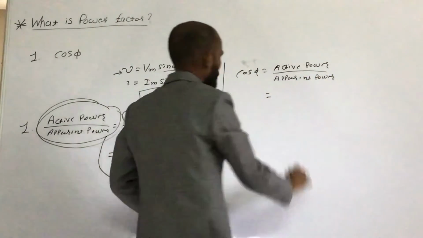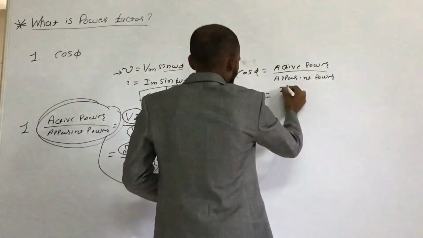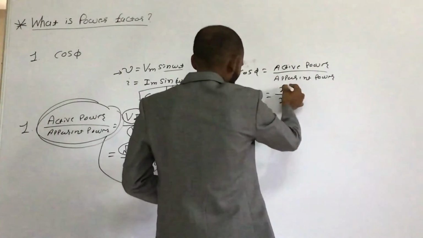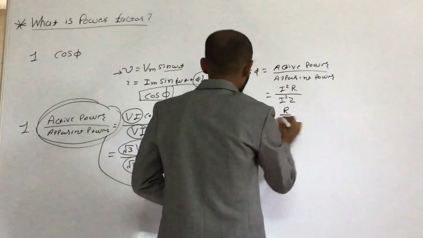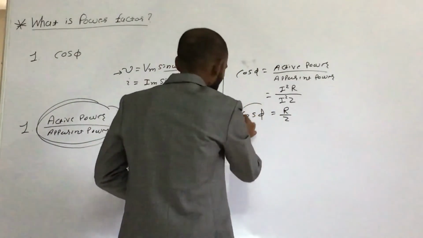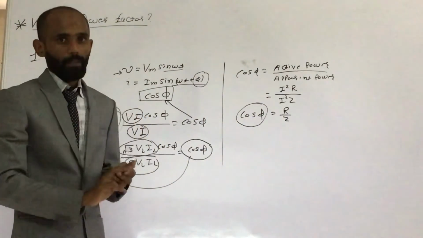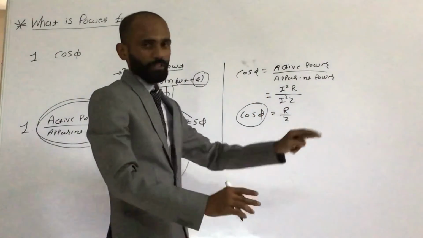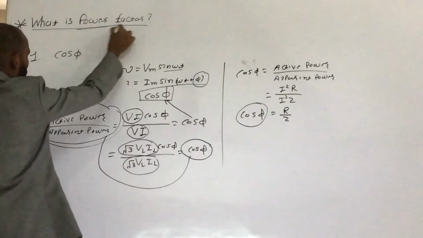Now we know that the active power is given by I squared into R, and apparent power is given by I squared into Z. Here both I squared cancel out, so it is equal to R by Z. So cos phi is equal to R by Z, and cos phi is the power factor. So this gives us the third definition of power factor: power factor is the ratio of resistance to impedance. So this is how we can define the power factor in three different ways.